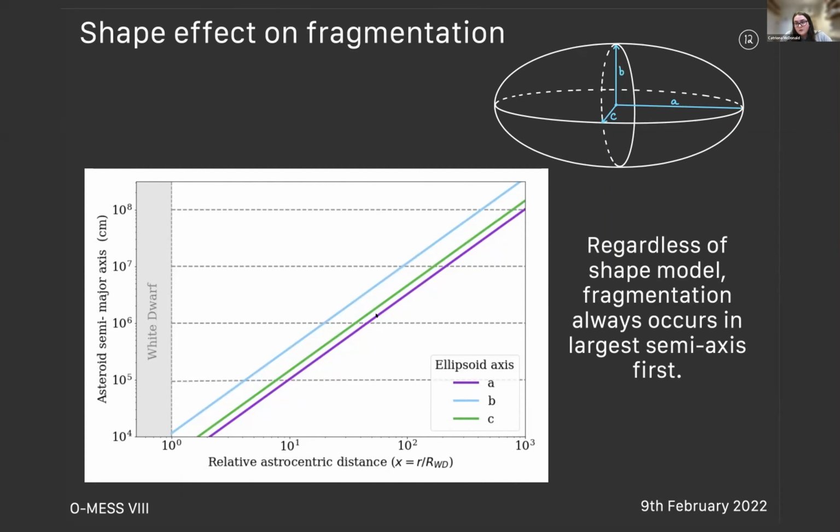This particular graph is for the extremely oblate object, but for all of the different shape models, the a-axis, so the longest semi-axis of the asteroid, will always fragment first.